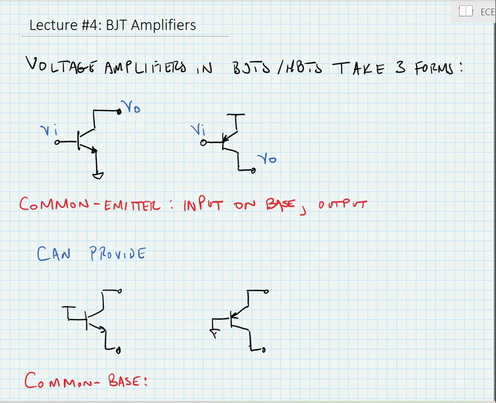Common emitter amplifiers are one of the most predominant configurations because they can provide both voltage and current gain. Typically, that means they have a higher power gain than other amplifier configurations as well.